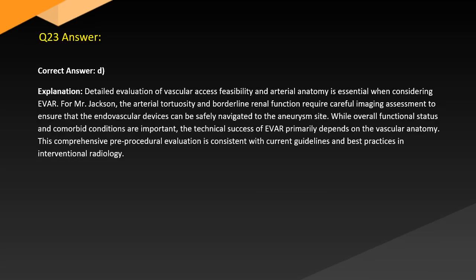Answer. Correct answer: D. Explanation. Detailed evaluation of vascular access feasibility and arterial anatomy is essential when considering ABR. For Esther Jackson, the arterial tortuosity and borderline renal function require careful imaging assessment to ensure that the endovascular devices can be safely navigated to the aneurysm site. While overall functional status and comorbid conditions are important, the technical success of ABR depends on the vascular anatomy. This comprehensive pre-procedural evaluation is consistent with current guidelines and best practices in interventional radiology.